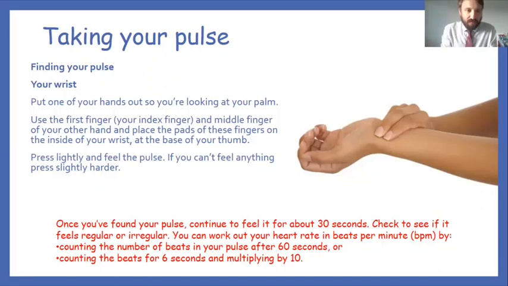Now it says here, once you've found your pulse, continue to feel it for about 30 seconds. Check to see if it feels regular or irregular. You can work out your heart rate, beats per minute, by counting the number of beats in your pulse after 60 seconds, or counting the beats for 6 seconds and multiplying by 10. Now, it is a lot easier to count for 6 seconds and then multiply by 10. So I might just give that a go. So why don't you maybe pause the video there, give that a go and find out what your pulse is. Let's see, Mr. Osborne's had a stressful day at work, so let's see what his pulse is.